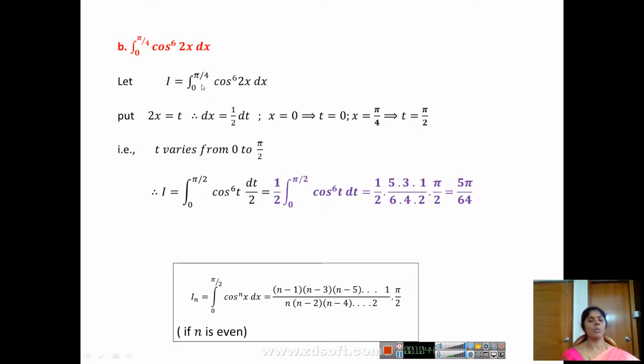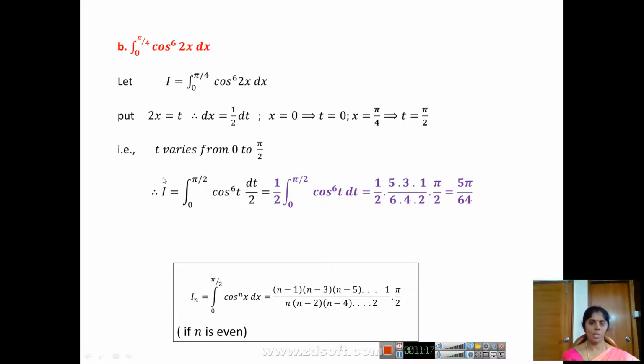So again, here the limit we are considering is for the term of x. For x equal to 0, t becomes 0. When x is pi by 2, t becomes pi. When x is pi by 4, t becomes pi by 2. So t varies from 0 to pi by 2. But in the given problem, x varies from 0 to pi by 4, and after substitution t varies from 0 to pi by 2.